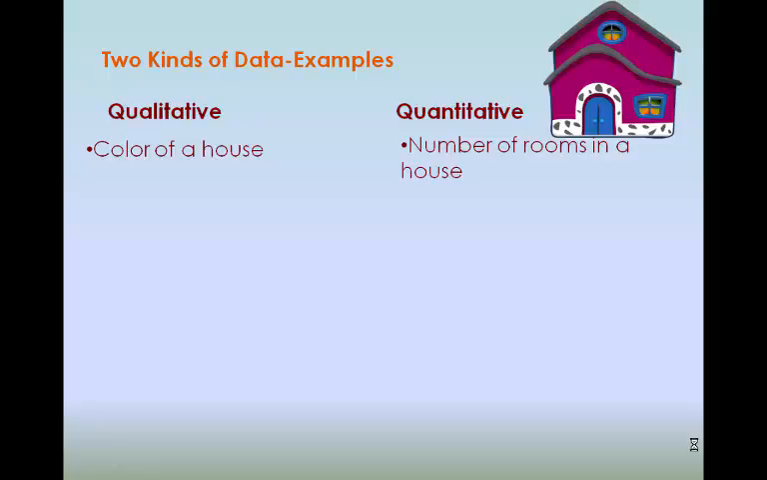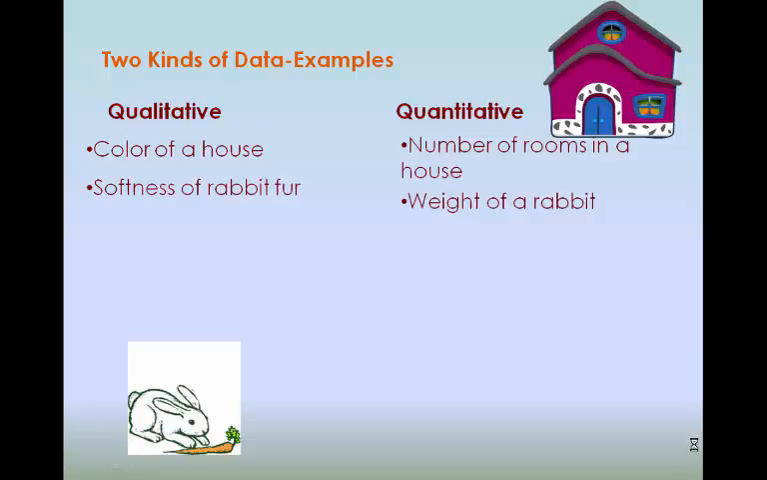So let's look at some variables and decide which ones are qualitative and which are quantitative. If we were talking about a house, the color of the house would be a qualitative variable. The number of rooms in the house would be quantitative. If we were talking about a rabbit, the softness of its fur would be qualitative, and the weight of the rabbit would be quantitative.